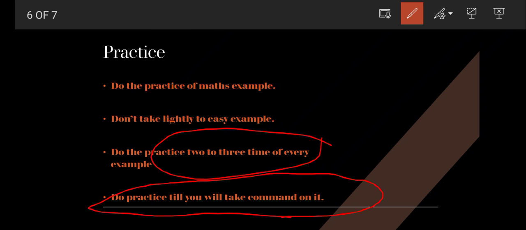For example, in mathematics I already told you practice makes man perfect, so just follow that and do the practice of each and every example 2 to 3 times. Definitely success is waiting for you, okay. And in case of science, if organic reactions are there, you have to write all those reactions in a notebook. Okay, you may use chart paper.